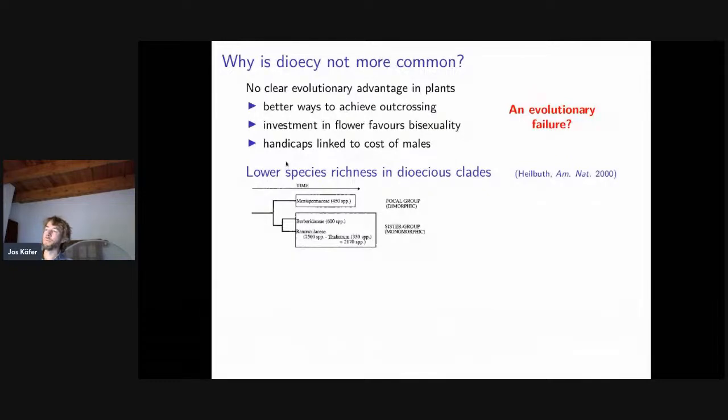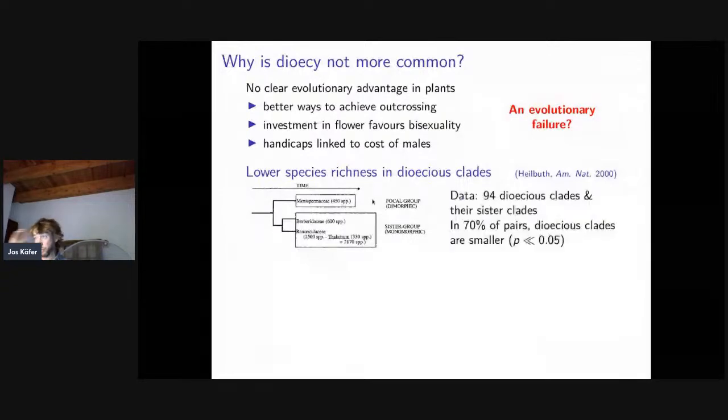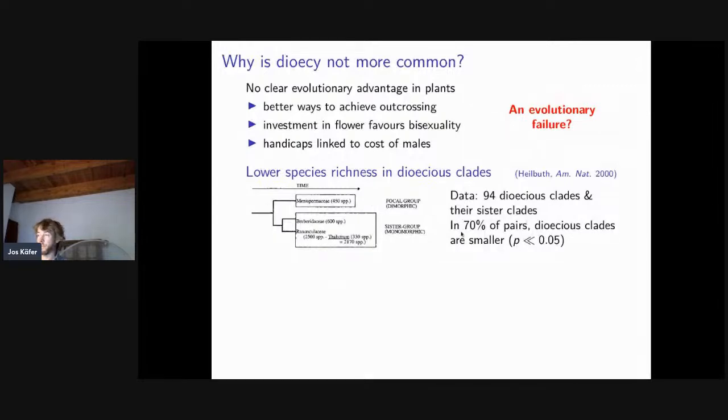What she did was collect data of dioecious groups. Here the Menispermaceae are a dioecious group, and their non-dioecious sister group is made up of two families. She had lots of them, and compared them in a sister clade analysis. In total, she had 94 dioecious clades and their sister clades, and she found that in 70% of all pairs, the dioecious clades were smaller, which was statistically very significant.